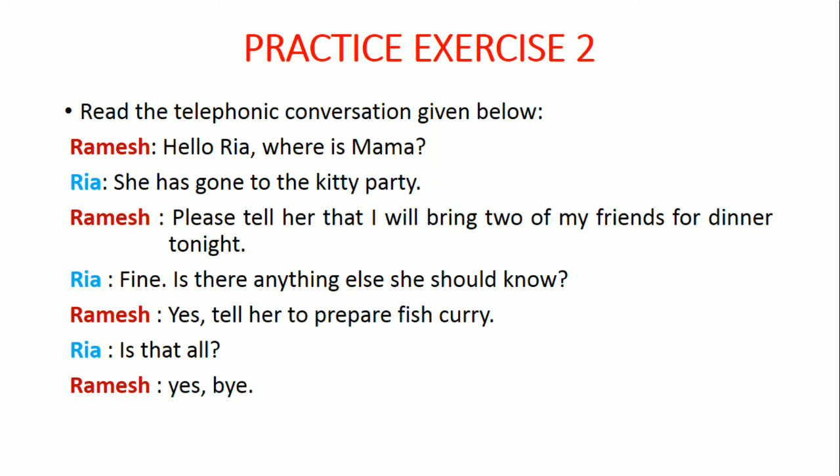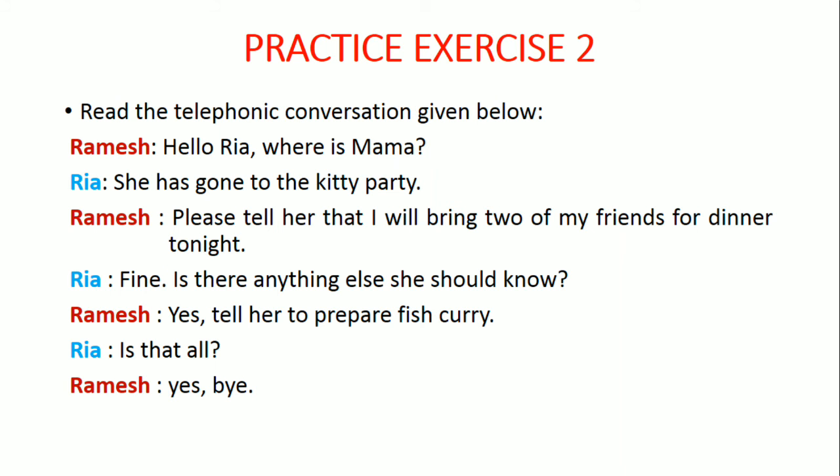Let's read. Ramesh: Hello Riya, where is Mama? Riya: She has gone to the kitty party. Ramesh: Please tell her that I will bring 2 of my friends for dinner tonight. Riya: Fine. Is there anything else she should know? Ramesh: Yes, tell her to prepare fish curry. Riya: Is that all? Ramesh: Yes, bye.